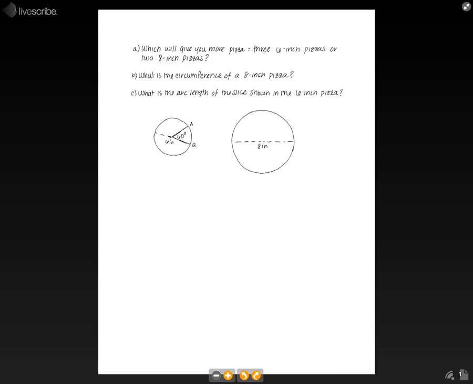In this pencast, we're going to define, find, and use the measures of circumference, arc length, and area of circles. So we have three questions we're trying to answer here. Part A, which will give you more pizza, 3 6-inch pizzas or 2 8-inch pizzas? Part B, what is the circumference of an 8-inch pizza? And Part C, what is the arc length of the slice shown in the 6-inch pizza?